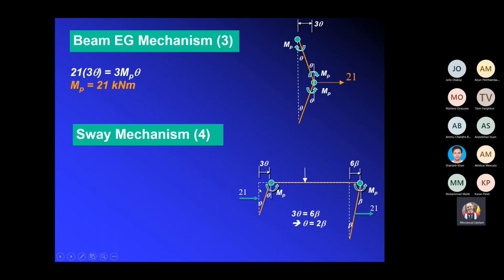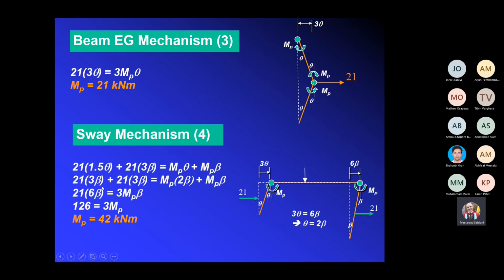Because the height of this column is 3 meters, and the height of this column is 6 meters, this displacement is 3 theta, and this displacement here is 6 beta. So when you put 3 theta equal to 6 beta, it gives you the relationship between theta and beta: theta is effectively equal to twice beta, okay?